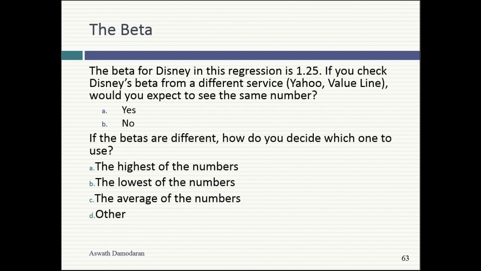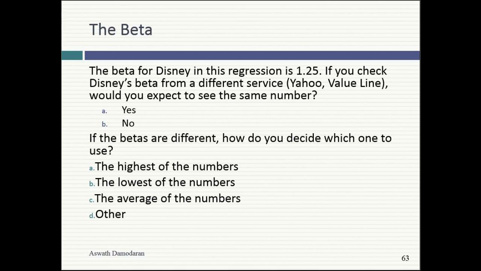The beta for Disney is 1.25. The standard error of that beta means that if you look at different services, what should you see? I look at Yahoo Finance, I'll see one beta. I go to Bloomberg, I'll see a different beta. Not because one service is right and the other is wrong, they're all drawing from a distribution, and depending on the choices they make, they're going to end up with different numbers. And if the betas are different, which one should you use?